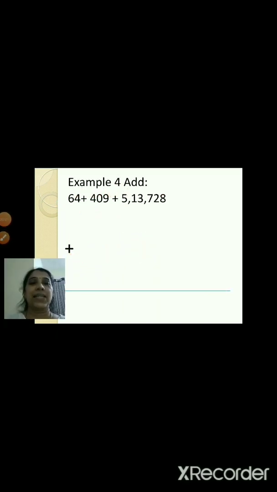Add 64 plus 409 plus 5,13,728. So your first set is 64. So let us arrange them as per their places. 4 in the units place, 6 in the tens place. Your second set is 409. So 9 in the units place, 0 in the tens place, 4 in the hundreds place.